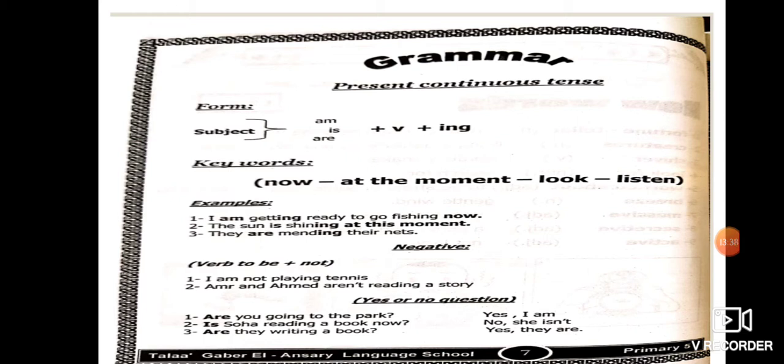Again, present continuous tense: to know that I am in the present continuous tense, and to write it well, I must see am, is, are plus verb ing. Our keywords are now, at the moment, look and listen. Of course, all of us know this.